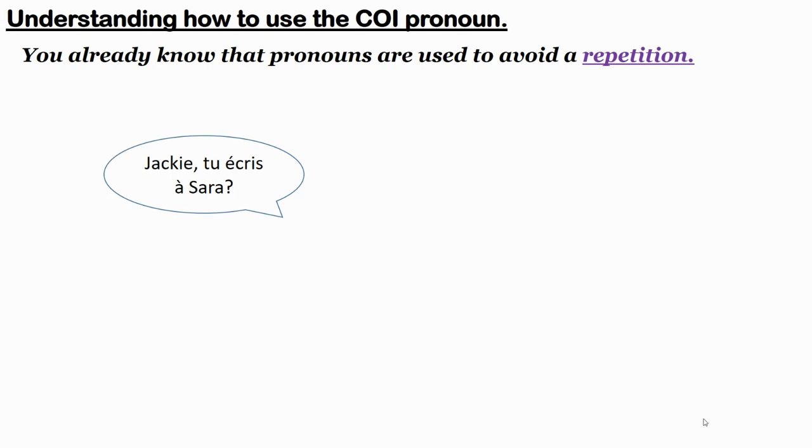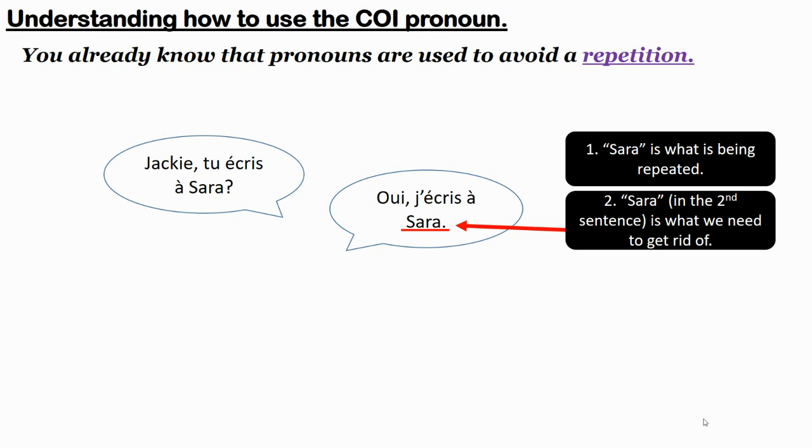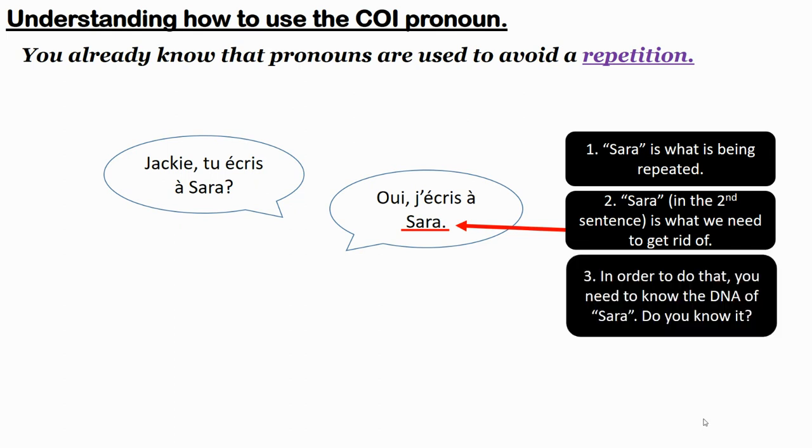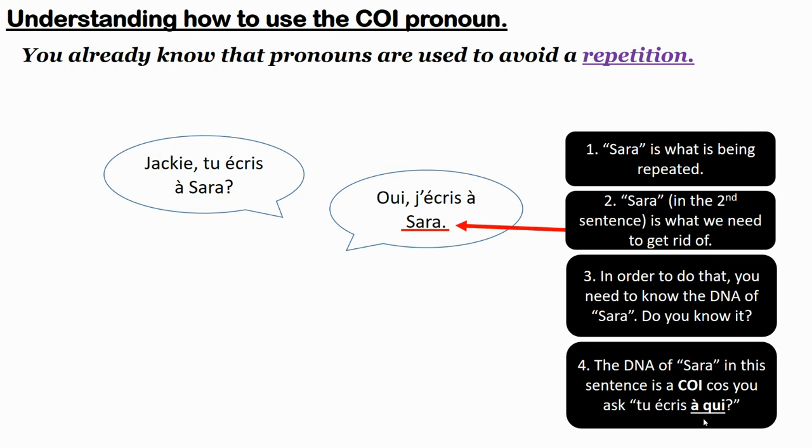Let's look at this. Jackie, tu écris à Sarah? Oui, j'écris à Sarah. The word that is being repeated is Sarah, and this is the word you want to get rid of. So your first step is you need to find the DNA of the word Sarah. To find it, what is the question that you're going to ask? Here, the question is à qui? Tu écris à qui? J'écris à Sarah. Therefore, à Sarah is a COI.